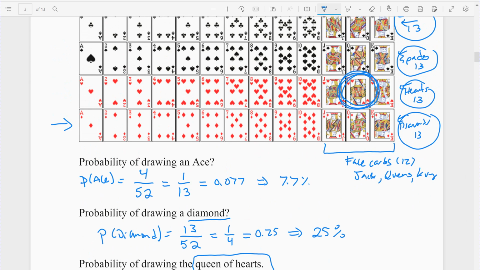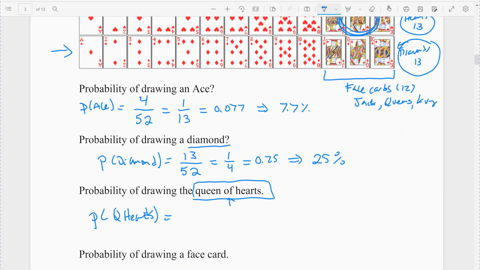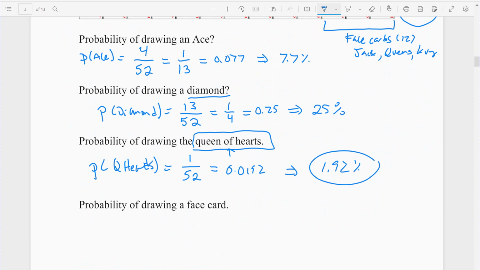If you're looking for the queen of hearts to finish your hand or whatever it is you're looking for, you've got one shot out of 52 if you're drawing from the entire deck. There is only one of those. 1 out of 52, which is 0.0192, or a little bit less than 2% chance of getting it. And again, that would be true if I picked any card. Right? If I picked the 3 of spades, 1 out of 52. So a little less than a 2% chance of getting any specific card.